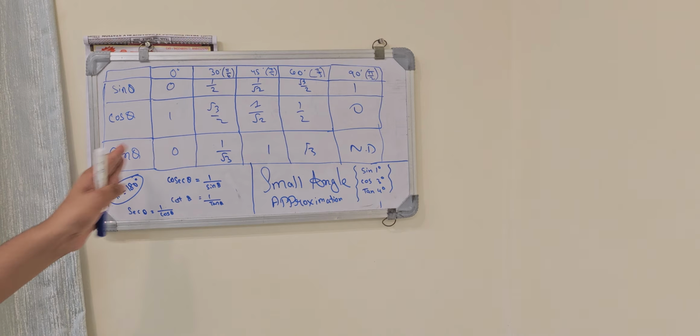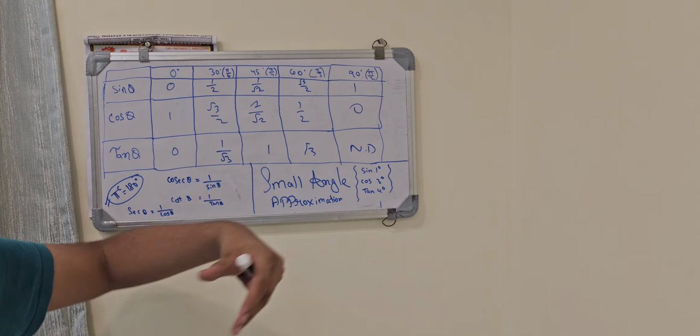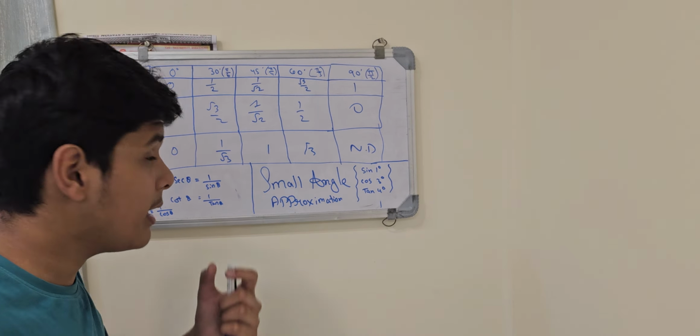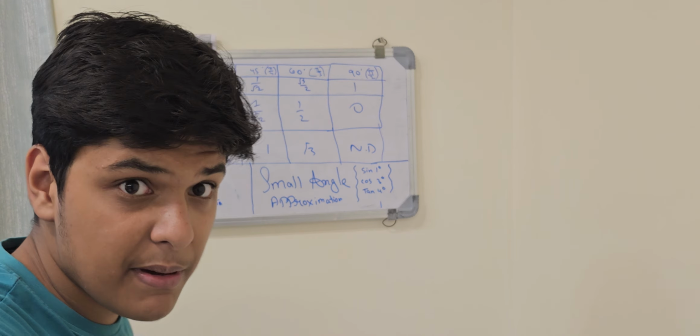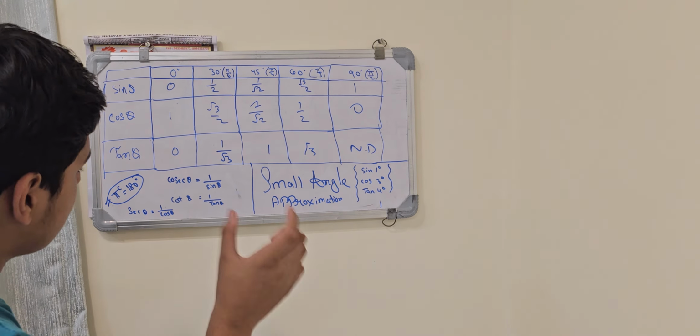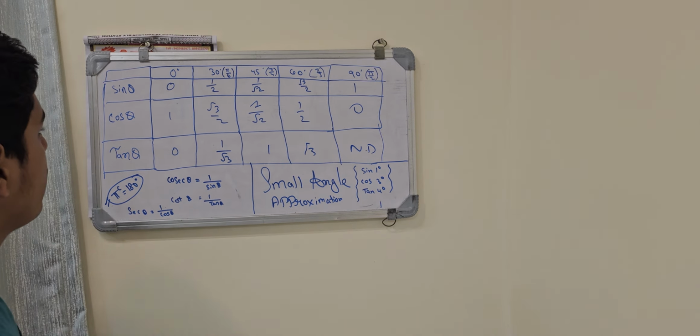So let us talk about this table first. Let's revise this table. Last time we had talked about some concepts. If you see the ratios, p by h, b by h, p by b, and its reciprocals. So you can see here cosec theta. Look, this is the whole table.